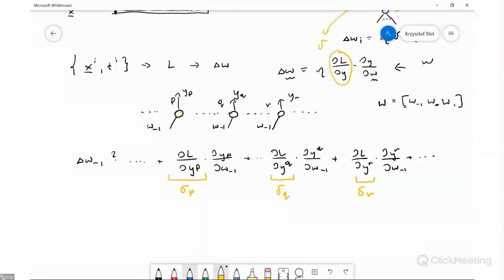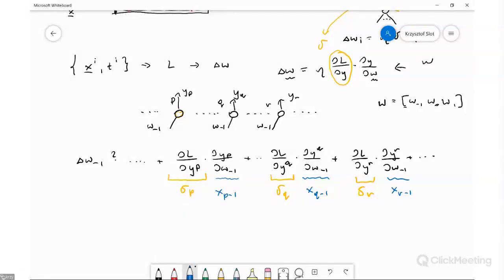And here I have a derivative of my output with respect to the weight W minus 1. So here is a derivative of my output P with respect to a value minus 1. And basically, this will be an input P minus 1. And here, this is just an input Q minus 1. And this is an input R minus 1.